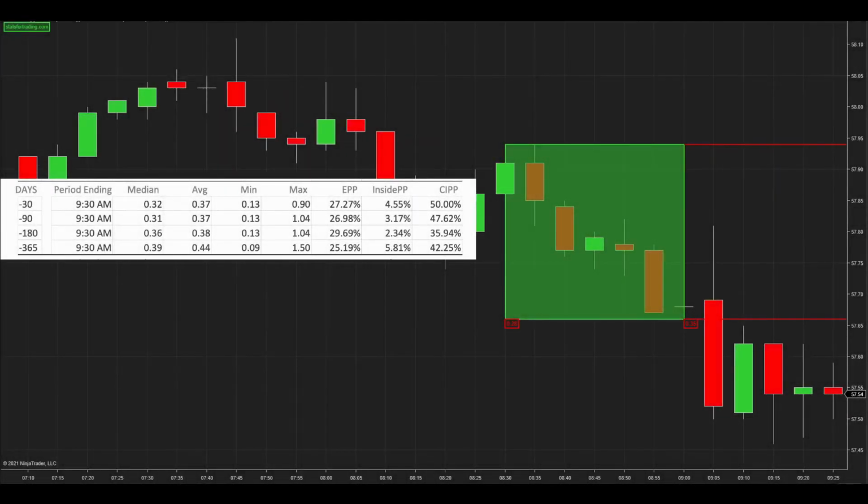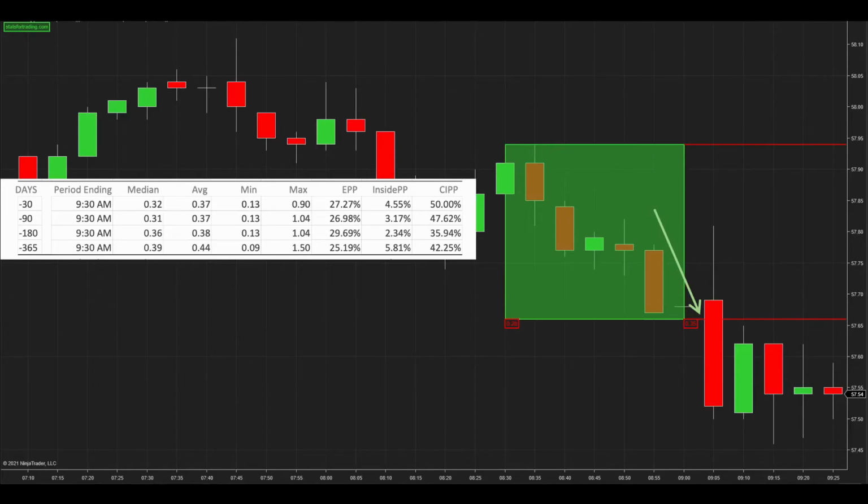Let's take a look at today. I decided to take a look at today's open. It's February 9th, 2021. This is crude oil. So I pulled up our report for this week. Here we see the inside PP was 4.55%. Now that got concluded very early during the current 30-minute period.